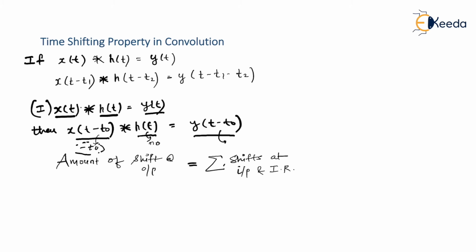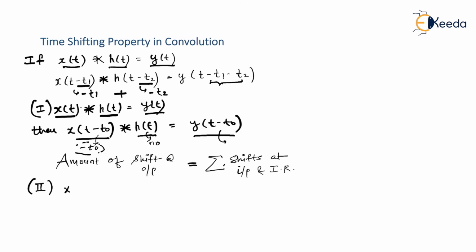In this case, as you can see, at input the shift is minus t1 and in impulse response it is minus t2. Then in the output, it is summation of both. So if x of t convolve with h of t is y of t, then x of t minus t1, shift is minus t1, and here shift is minus t2. Then in the output, we get total shift which is summation of both, that is minus t1 plus minus t2, so it becomes minus t1 minus t2. So I'm sure now you are quite comfortable with this time shifting property of the convolution. So we'll see more examples.